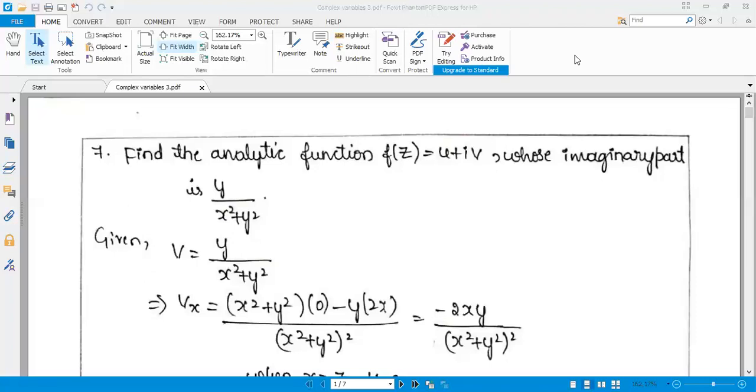So we choose v equals y by x square plus y square. Differentiate partially with respect to x and with respect to y. Differentiate by quotient rule: this will be the denominator the whole square, denominator into differentiation of numerator minus numerator into differentiation of denominator. So we obtain minus 2xy divided by x square plus y square the whole square.